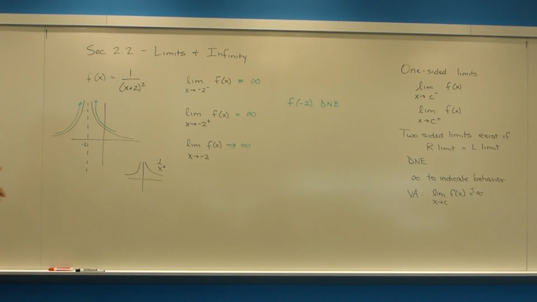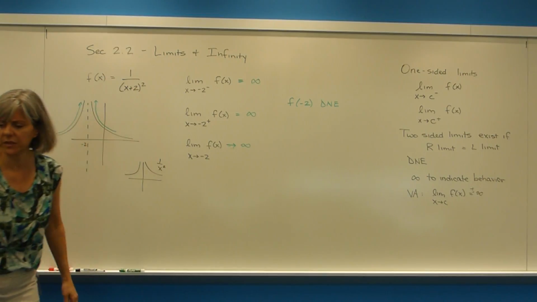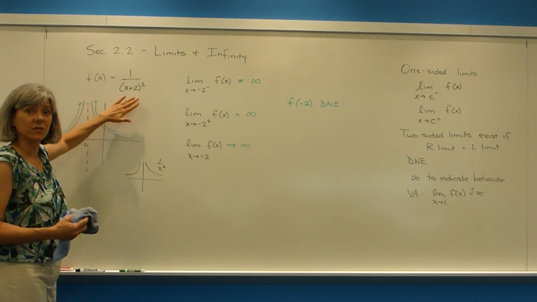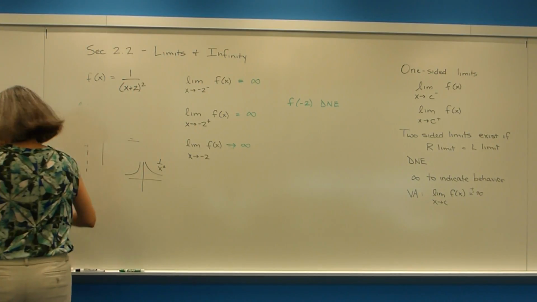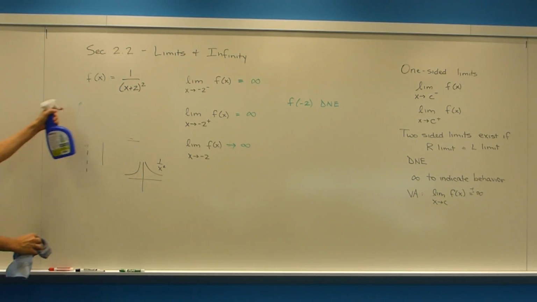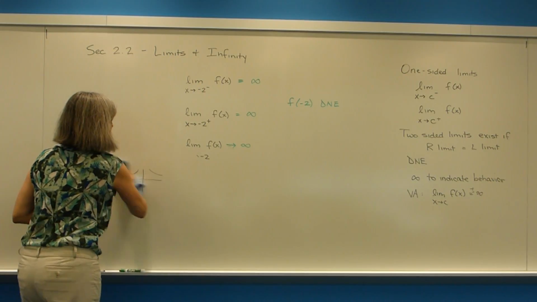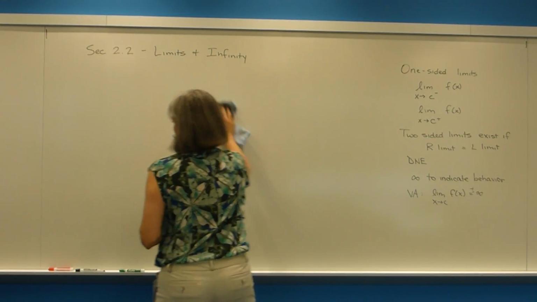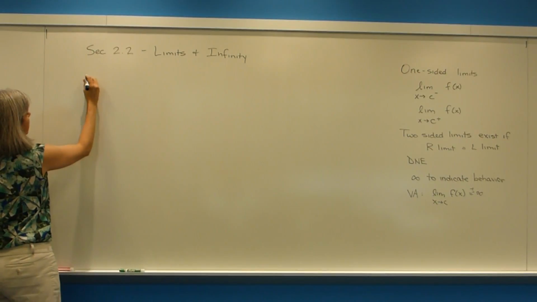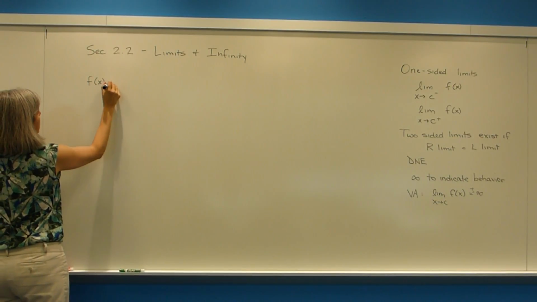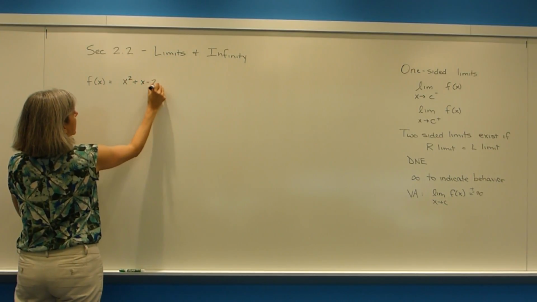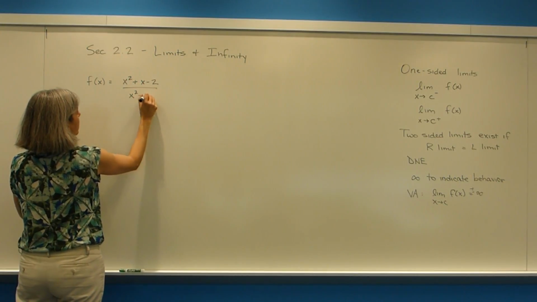Okay, so one last reminder, which is that not everywhere that a denominator is equal to 0 is a vertical asymptote. So let's go back and look at that just as an example. Okay, so one last one. So let's look at f of x equals x squared plus x minus 2 all over x squared minus 1.